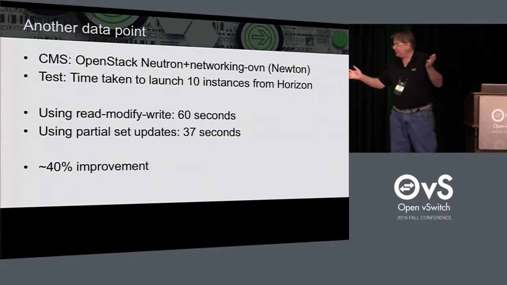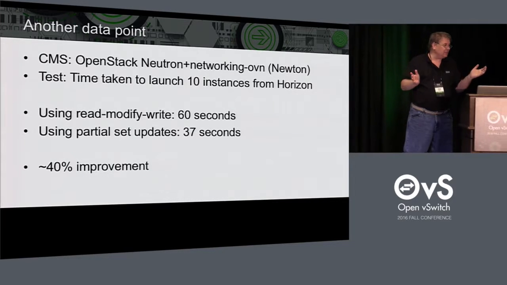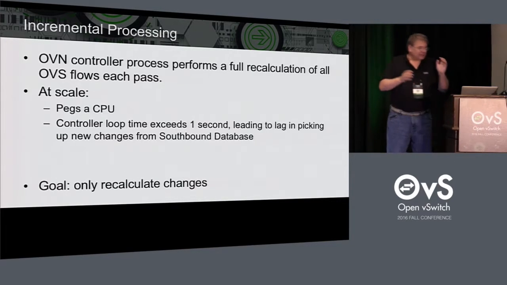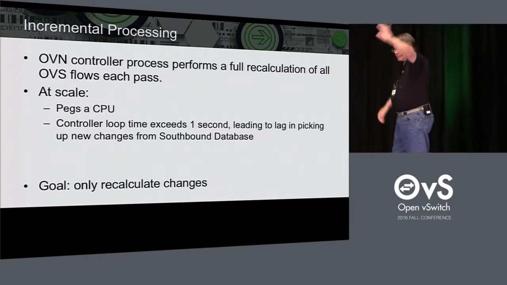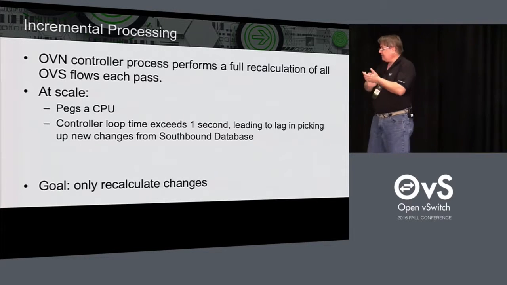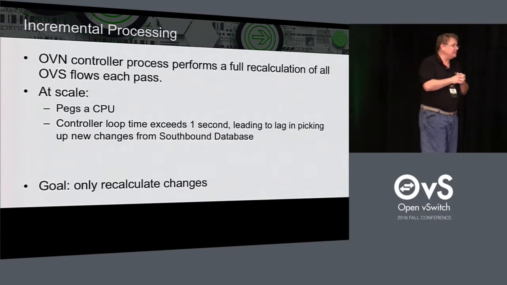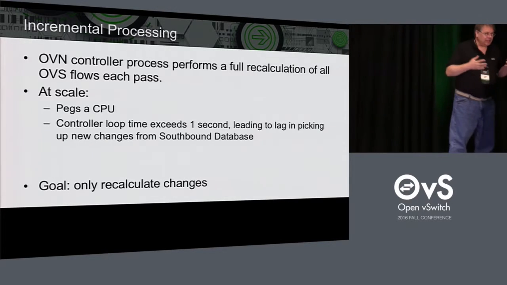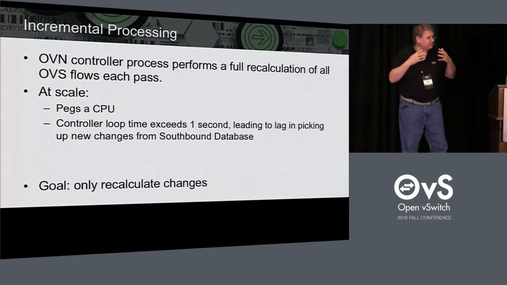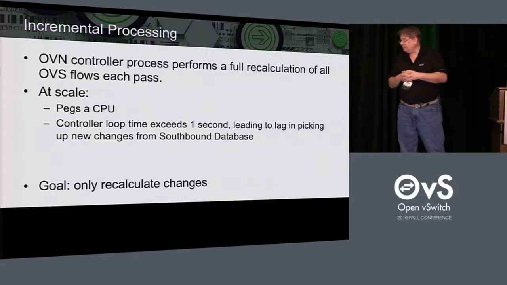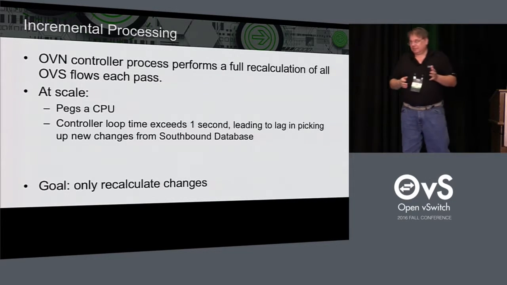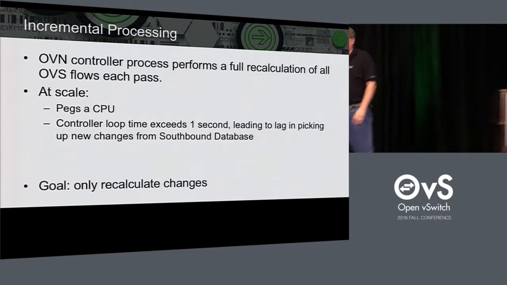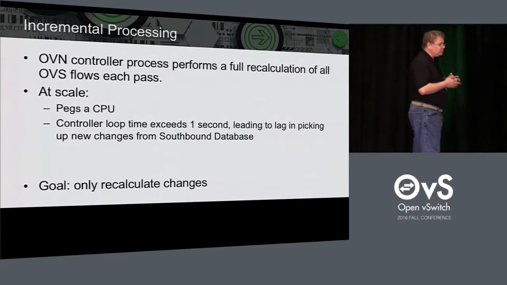We've done the good side. Now let's talk about the didn't quite make it side. I spent a lot of time chasing incremental processing. Today, in 2.6, the OVN controller process does a full recalculation of OVS flows every pass. This doesn't scale. We were pegging CPUs right and left as soon as we tried to punch it up.